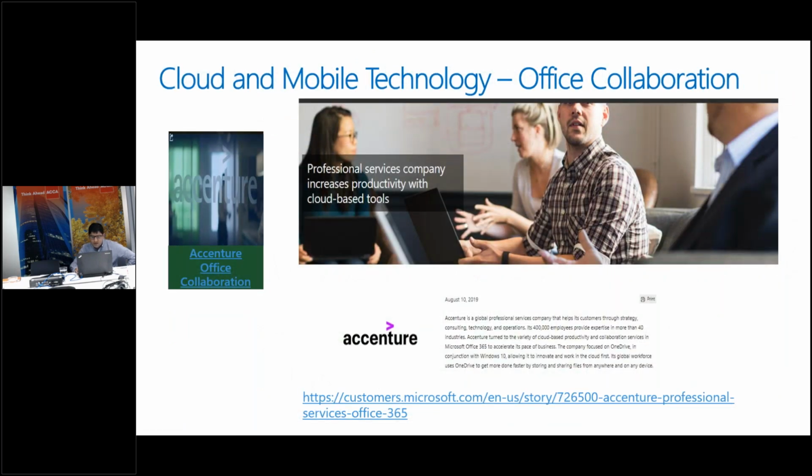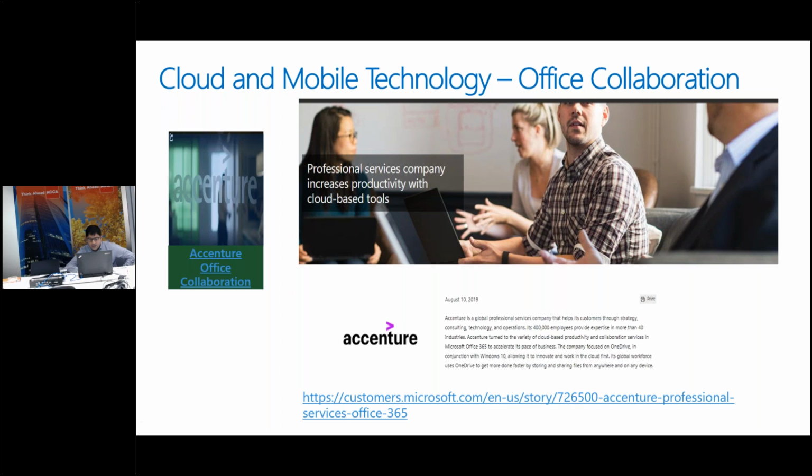And then we have office collaboration, cloud and mobile technology. Those who are working in the real world can see that it's very complex to collaborate all the time with your colleagues. For example, there is a Microsoft Word file that one person is working on, and the other one wants to work simultaneously. Using all this cloud and mobile technology, life is becoming easier.